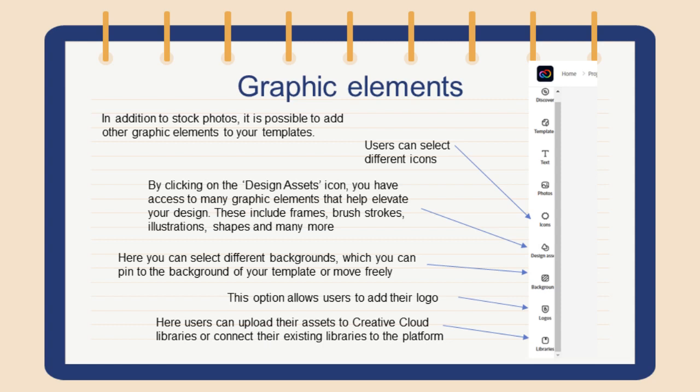If you are looking to add some extra flair to your design, you can explore the other icons on the menu on the left. You can access many graphic elements by clicking on the Design Assets icon. Here you can choose different frames, brush strokes, illustrations, shapes, and many more. If you want to change your background, you can do it as well by clicking on the background icon.